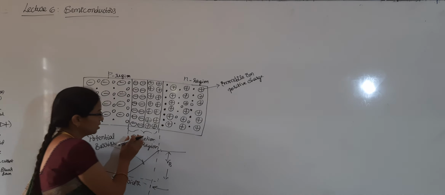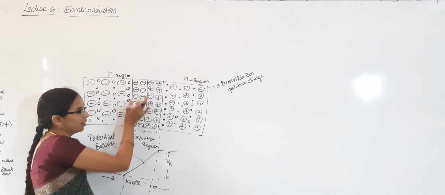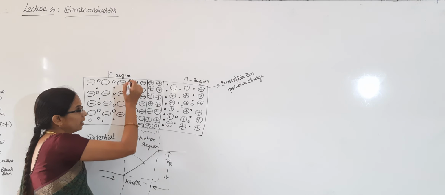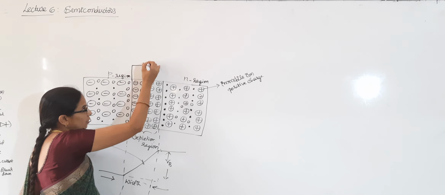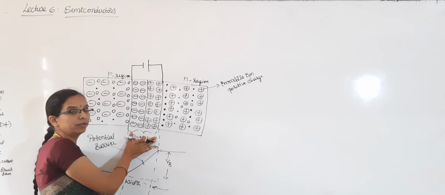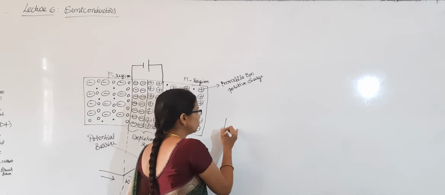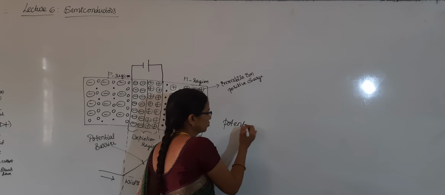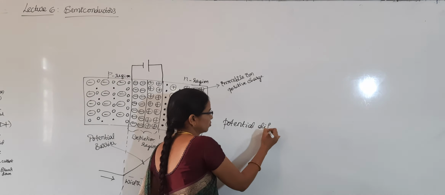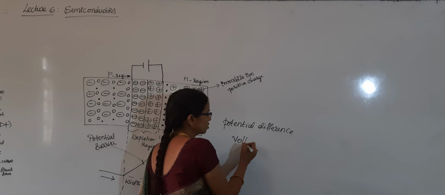And observe this. Here it looks like a positive plate and a negative plate. You can tell there exists a potential difference between these two. What do you mean by potential difference? It is also called voltage.